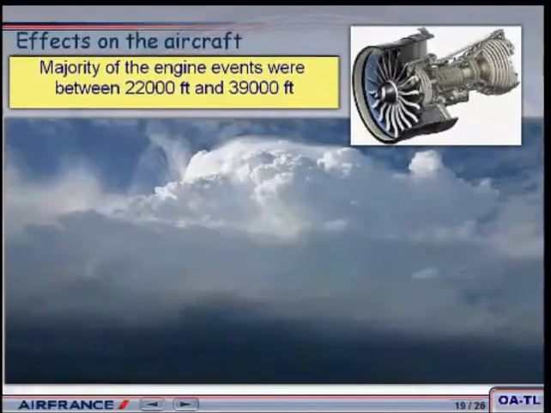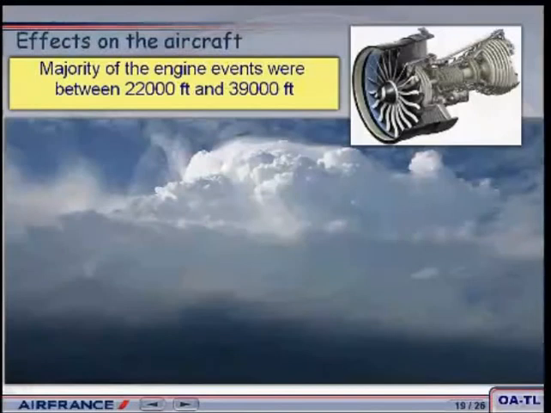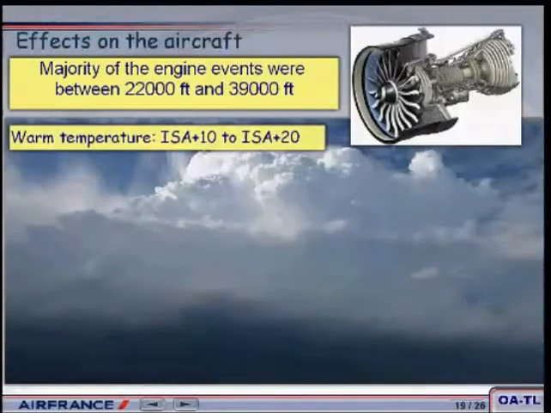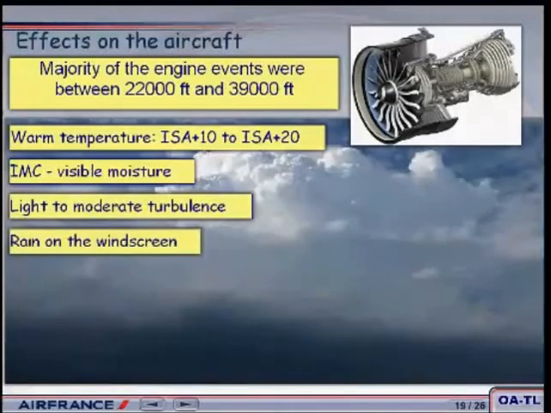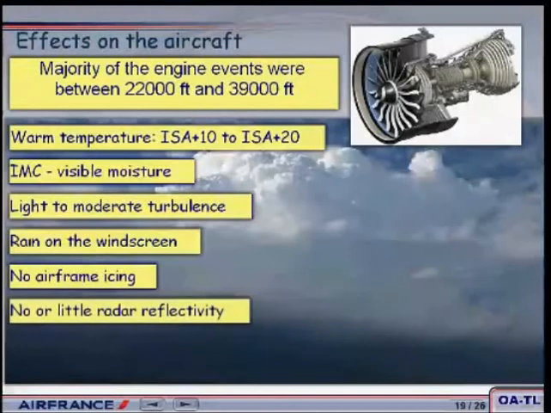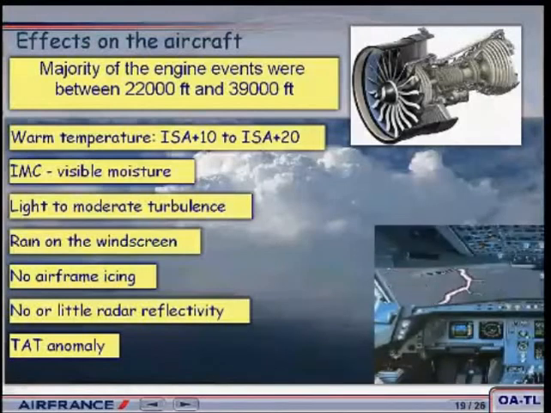The majority of engine events occurred between 22,000 feet and 39,000 feet, typically at tropical-like temperatures warmer than standard day, somewhere between ISA plus 10 and ISA plus 20 degrees Celsius. The flight crews reported visible moisture, light to moderate turbulence, and precipitation on the windshield, many times described as similar to rain but producing a different sound. They also noticed no airframe icing, little or no radar returns at the altitude where the engine power loss occurred, and on many occasions, incorrect temperature indication by the TAT probe. In some events, St. Elmo's fire was also reported.